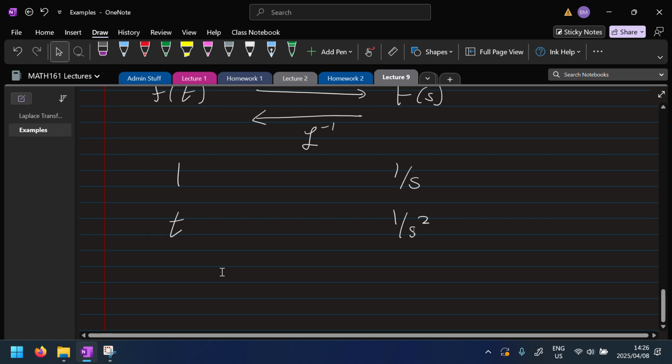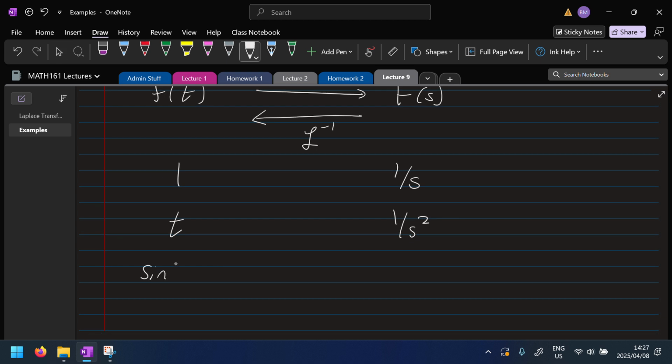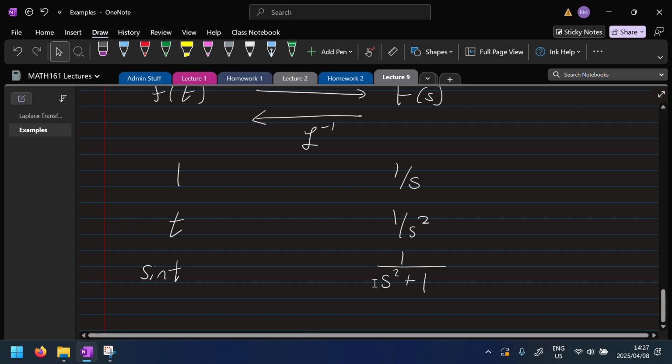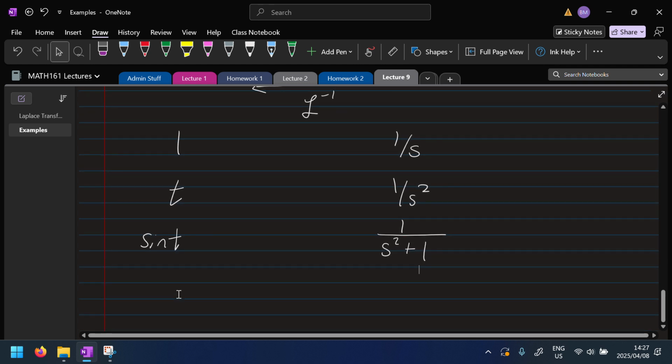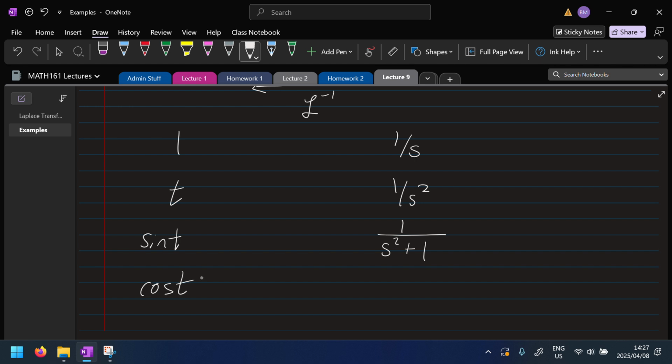Then we had the example with sine of t. That gets transformed to 1 over s squared plus 1. And 1 over s squared plus 1 gets inverse transformed back to sine of t. And then for homework, you're going to fill in the space for cos of t.